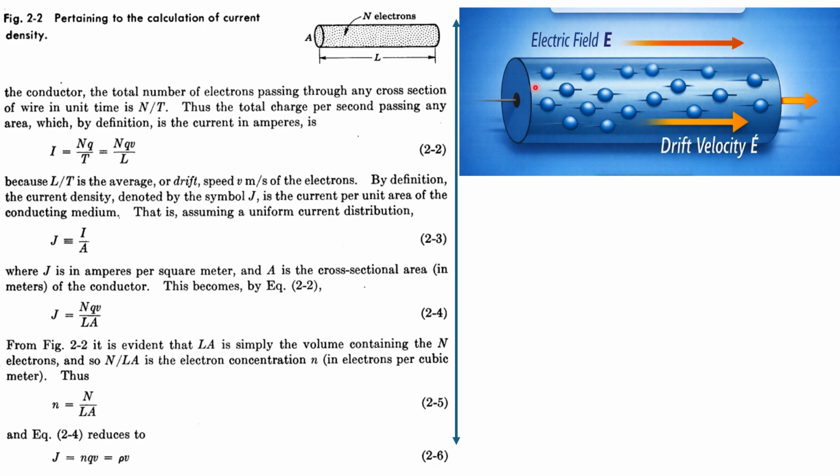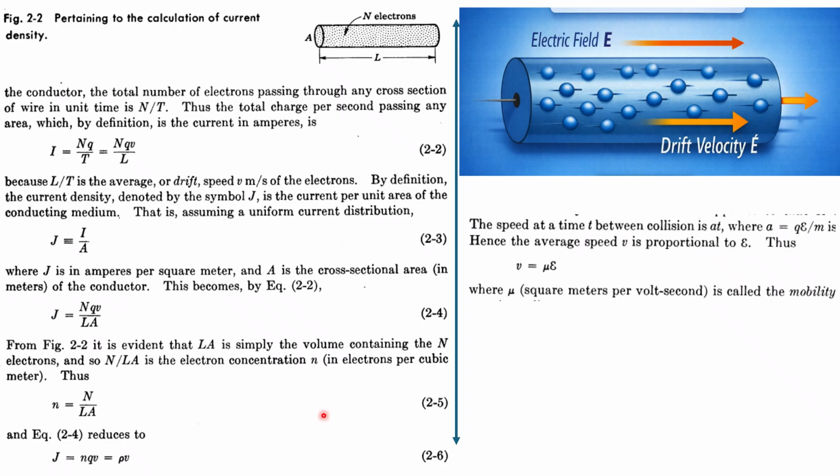So N, the total number of electrons, divided by the volume gives you the number of electrons per unit volume. Let's take it as a small n, so your small n is N divided by LA. So your current density now becomes n, and q is the charge only, nothing else, and v is the drift velocity of your electron, right? So you can write J is equal to n q v, and that can also be written as rho into v.